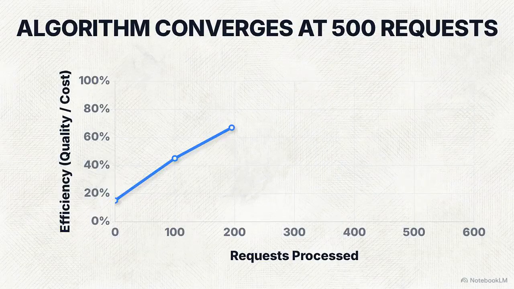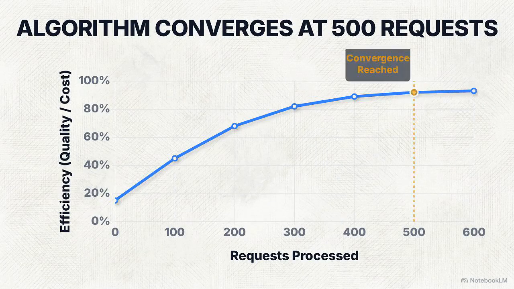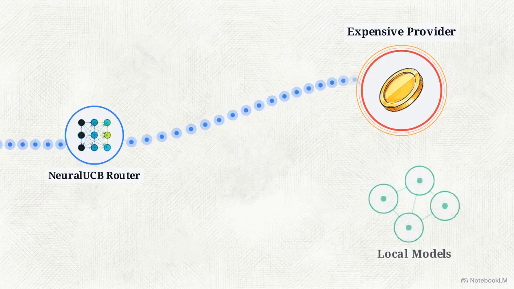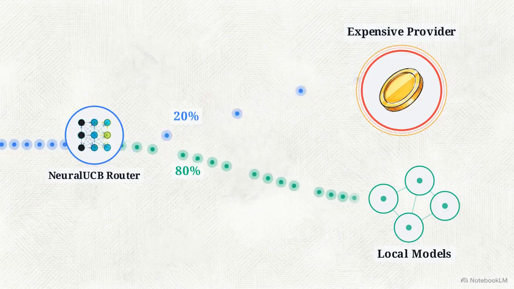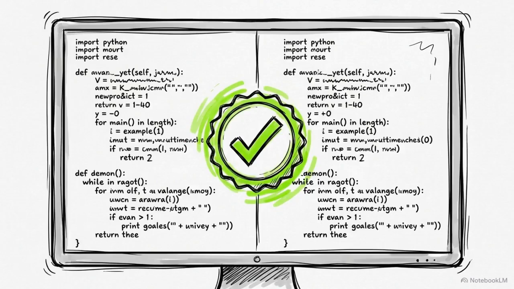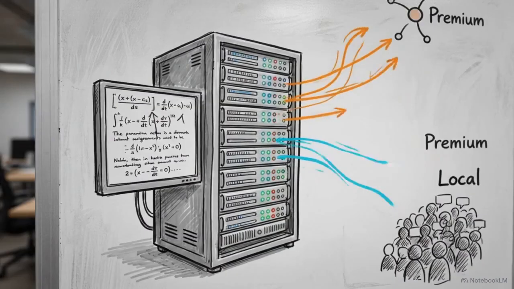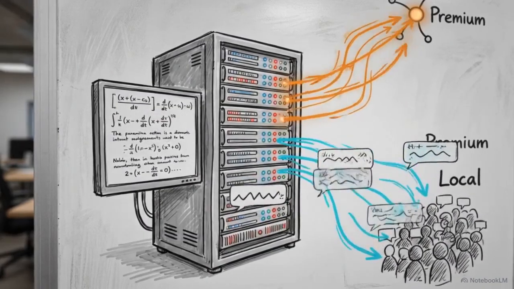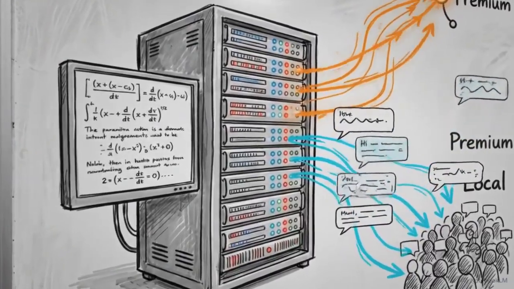The algorithm learns quickly, reaching convergence after about 500 requests. At this stage, you'll see 80% of your traffic diverting away from expensive providers toward cheaper local models. This shift results in an 88% reduction in API costs compared to using GPT-4o exclusively. Despite the lower cost, the system retains 92% of the original response quality. The router acts as a filter. Complex reasoning tasks get the premium compute they require, while simpler chat and arithmetic are handled by low-cost alternatives.